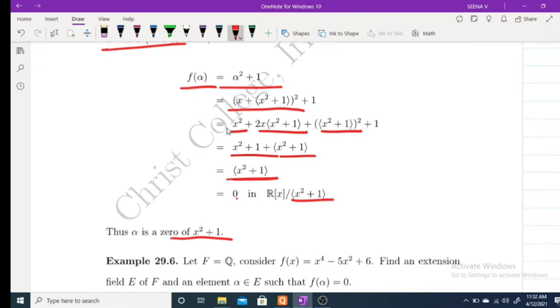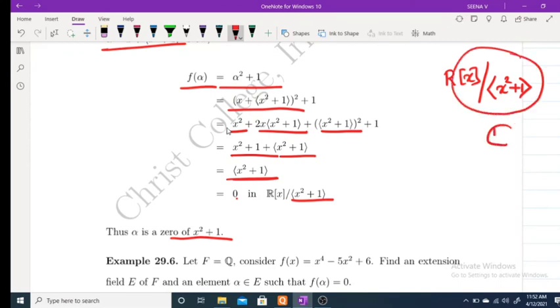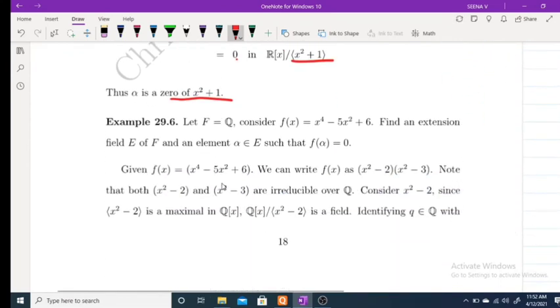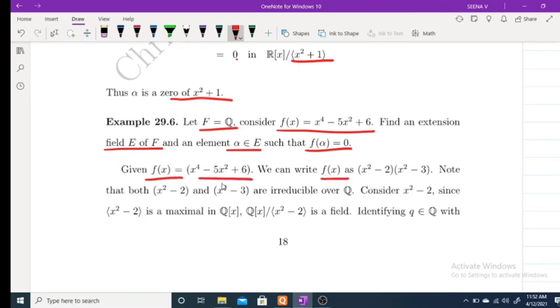Okay, so what is our extension field? R[x] over the ideal generated by x square plus 1. In the last part we will prove this is isomorphic to C. Now let F equal Q and f(x) equal this one. Find an extension field E of F and an element alpha belonging to E such that f(alpha) equals 0. Here we have f(x) as this one, and we can factorize f(x) like this. Note that these both are irreducible over Q.